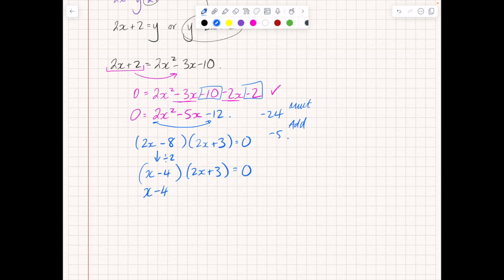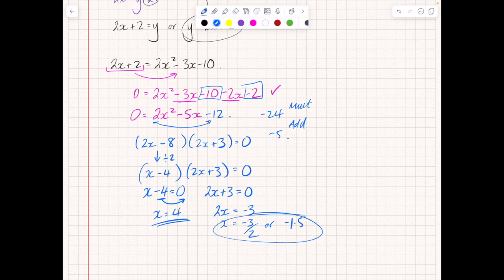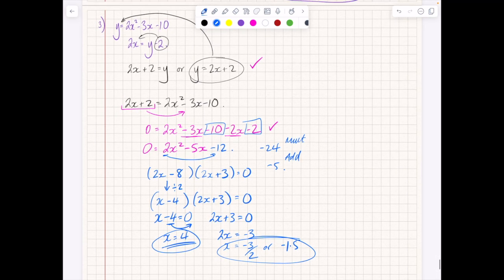Again, if you haven't made any mistakes, go back, correct it now, and see if you can finish it from here using the information I've given you. x is equal to 4, and here we've got 2x is equal to negative 3, so x is equal to minus 3 over 2, or you can write that as minus 1.5. So they're my solutions. x is equal to 4 or negative 1.5.